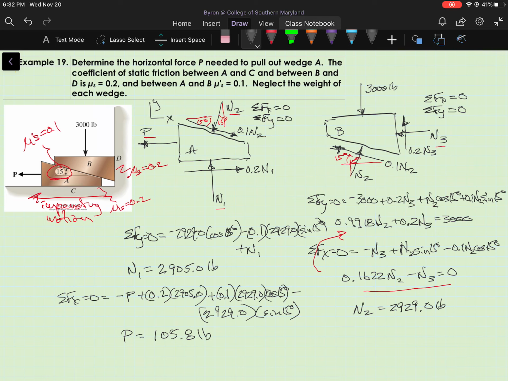So it takes a force of magnitude 105.8 pounds to apply to wedge A, that force acting to the left to unlock wedge A and get it moving to the left.